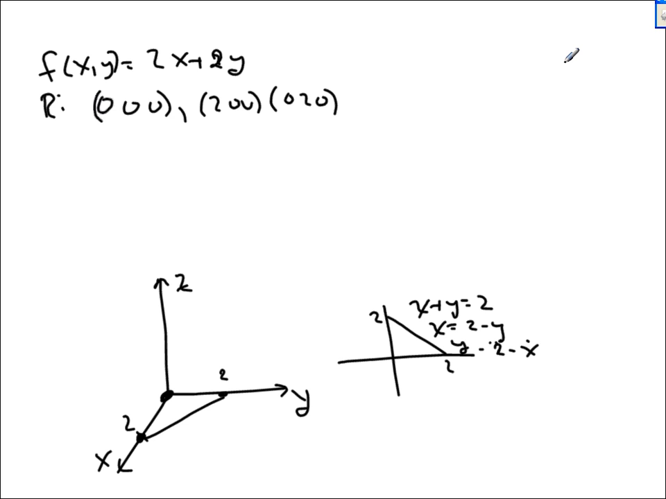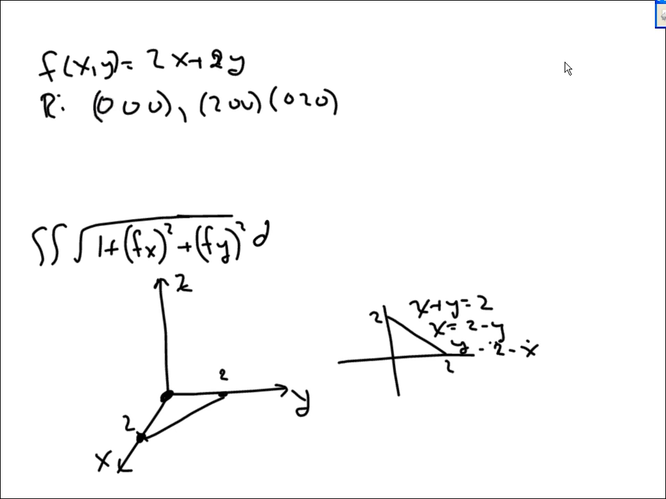Now, we want to find the surface area. And the formula for the surface area is the double integral of the square root of 1 plus the partial of f with respect to x squared plus the partial of f with respect to y squared, dx dy.